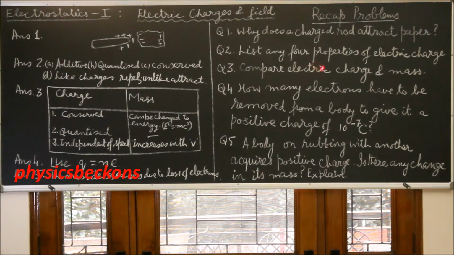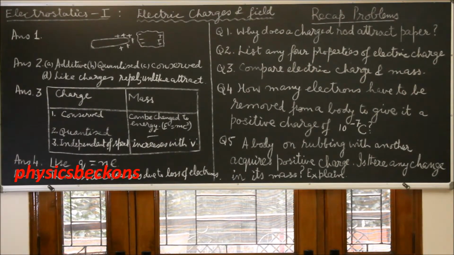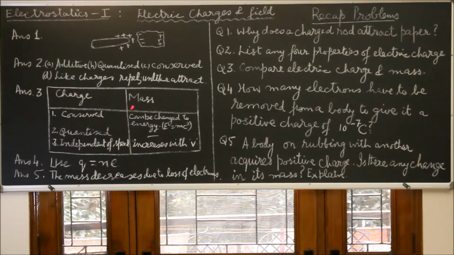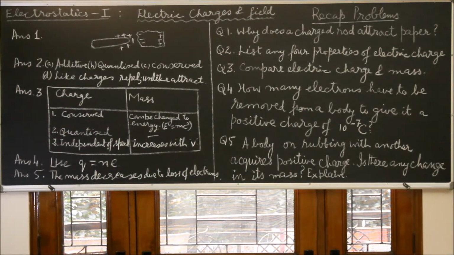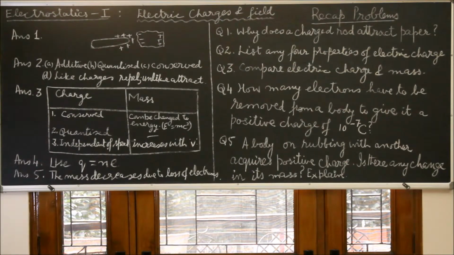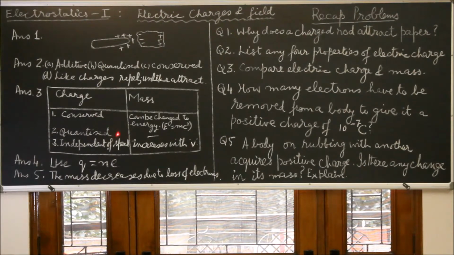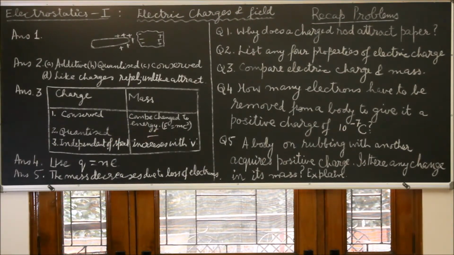Question number three, compare electric charge and mass. Some of the points for comparison of charge and mass are listed here. Number one, charge is conserved. That is, the total charge on an isolated system will never change. However, mass can be converted to energy according to Einstein's equation E equals mc squared. So for a system, the mass may not be conserved. The total mass and energy of a system remains conserved and not the total mass alone. The charge is quantized, that is, it is always an integral multiple of the electron charge, the fundamental charge. But the quantization of mass has not been established so far.